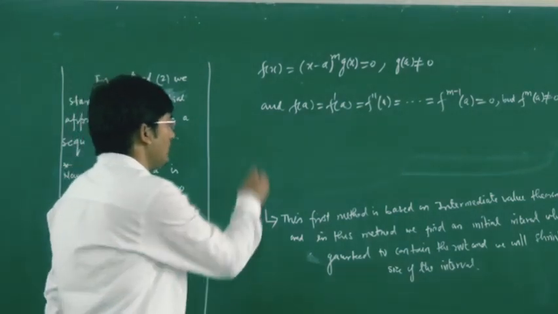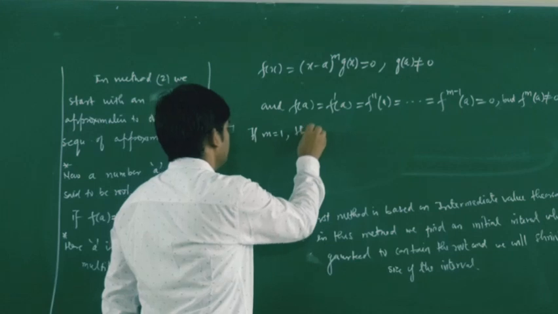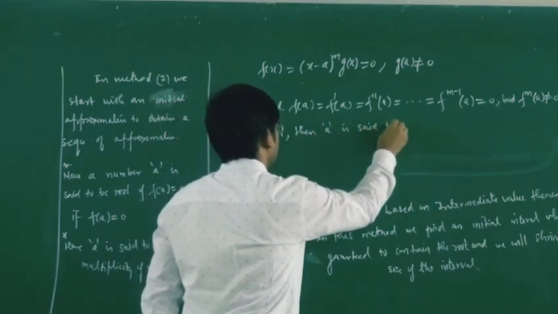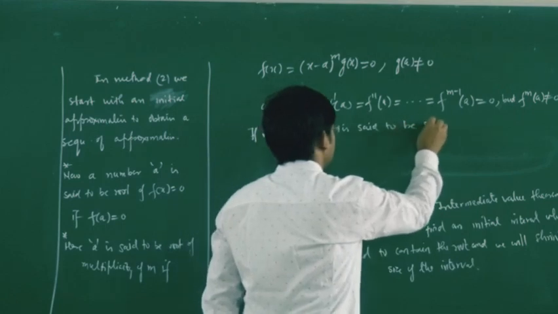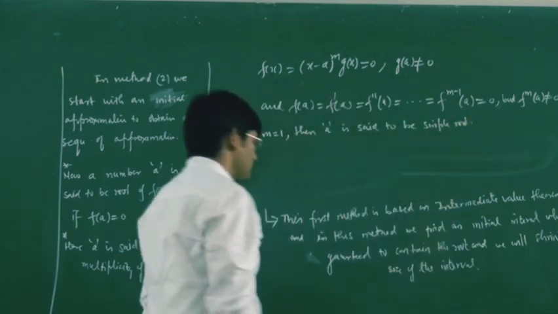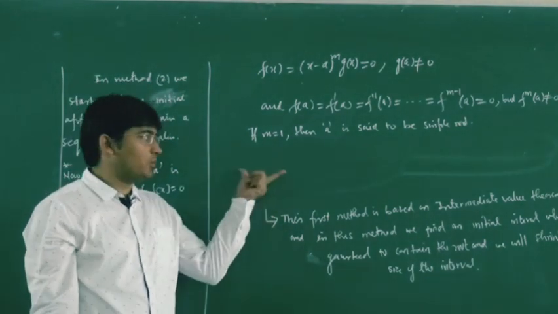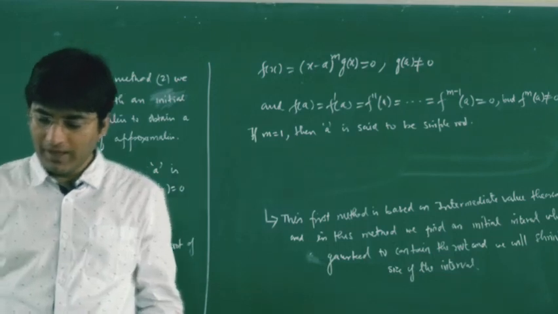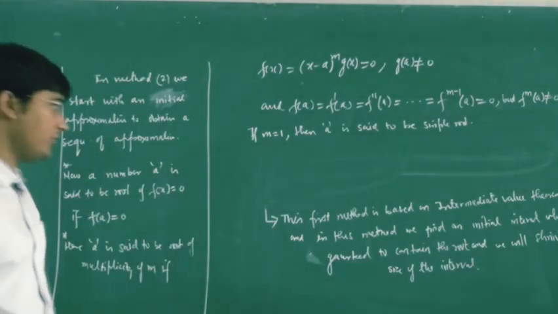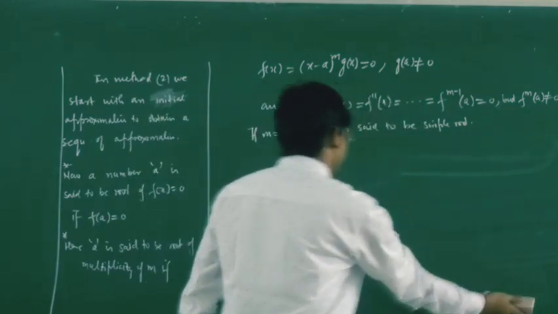If m equals 1, then a is said to be a simple root. Now let us start with method 1, which is the direct method, and this direct method involves the intermediate value theorem. So let us start with this intermediate value theorem.